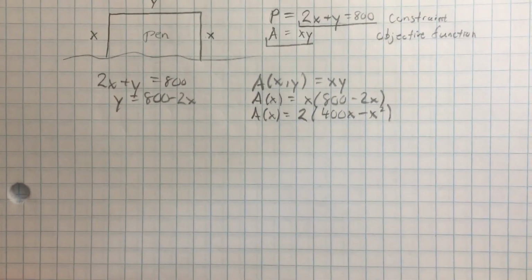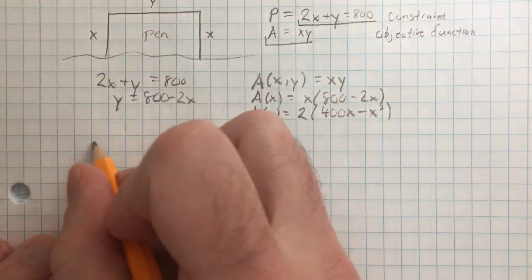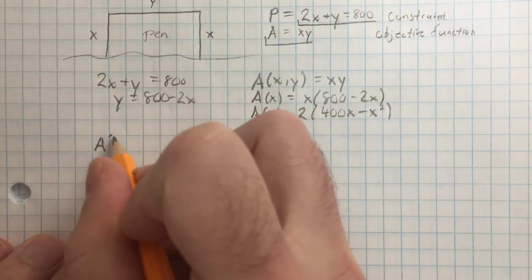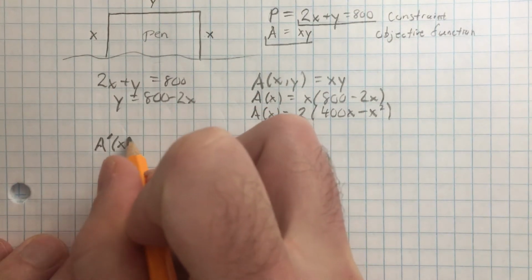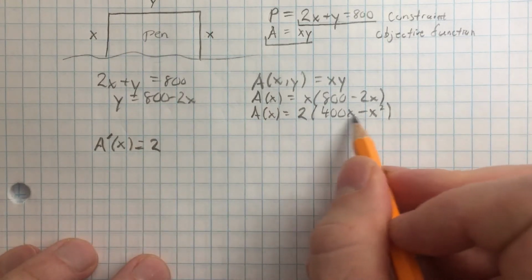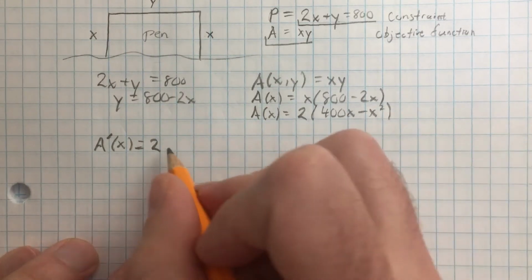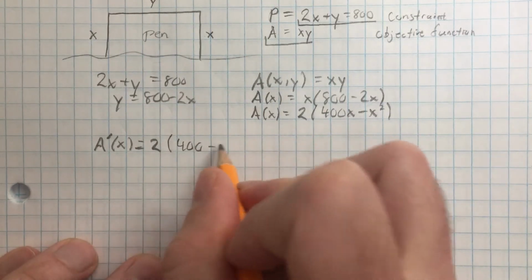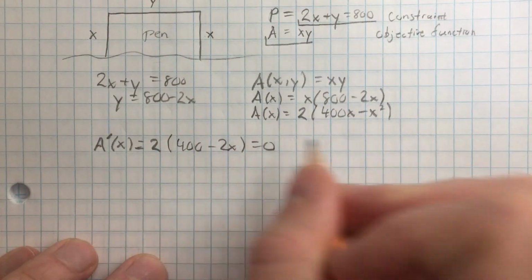And now we'll go ahead and take the derivative. Okay? So A prime of x should be, the derivative will bypass the 2, and I take the derivative of 400x minus x squared, I'll get 400 minus 2x. 400 minus 2x equal to 0.